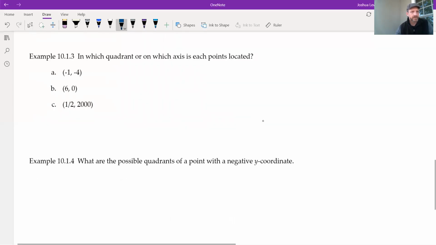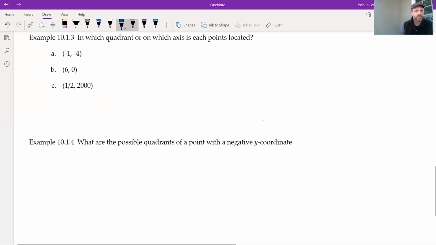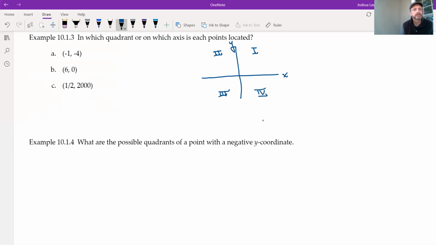Ooh, how about these? Which quadrant or on which axis is each point located? Well, let's think about this. (-1, -4). So remember, this is x, this is y. Remember that the quadrants go 1, 2, 3, 4. And so negative 1, negative 4. I would go to the left and I would go down. That puts me in quadrant 3.